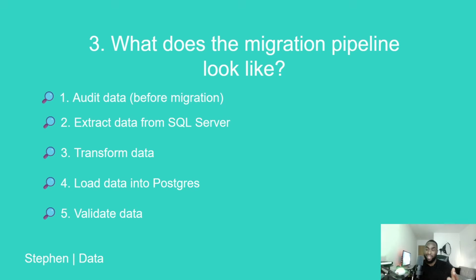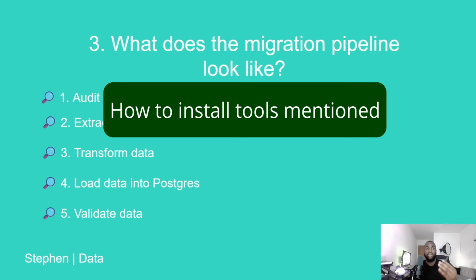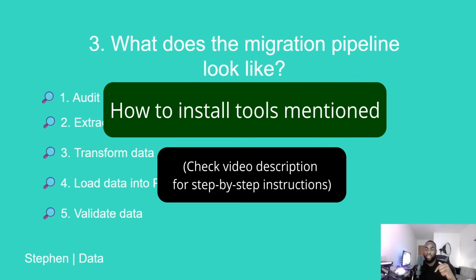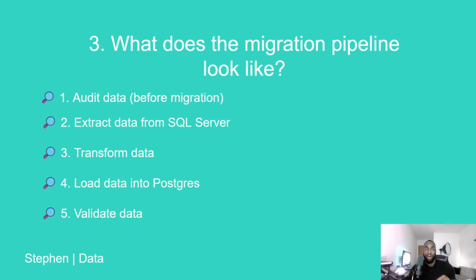Let me just preface by saying you're going to need Anaconda, pgAdmin for Postgres, SQL Server, and VS Code. You're going to need to install all of these tools so that you can jump on this project along with me. If you haven't got any of those on your system, check the video description for videos on how to install each of these. I've created videos to walk you through how to install each of these. So make sure you download them and then resume back to this part of the project.